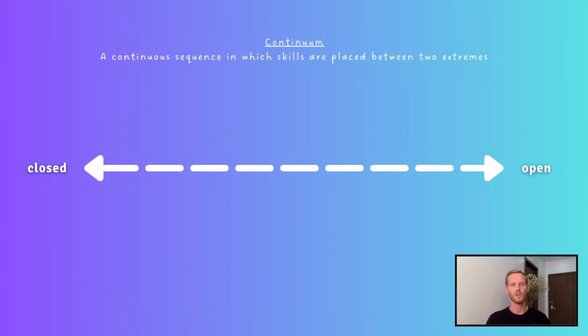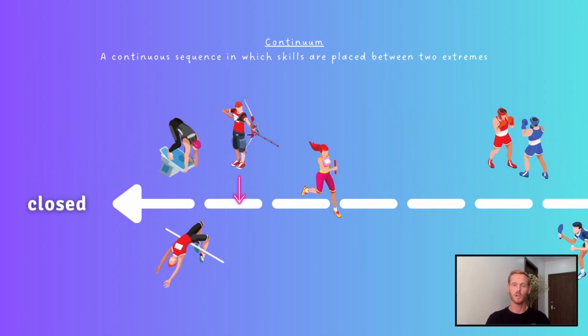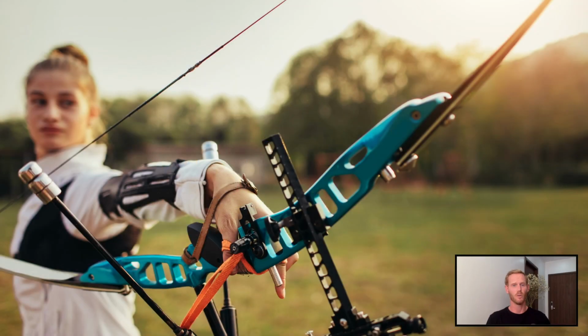Now, since very few skills can be classified as completely open or closed, a continuum is used so that skills can be placed between the two extremes. For example, archery should be placed towards the closed end of the continuum as environmental influences are minimal. The scenario doesn't change from one arrow to the next, and the skill is performed almost in the same way each time.